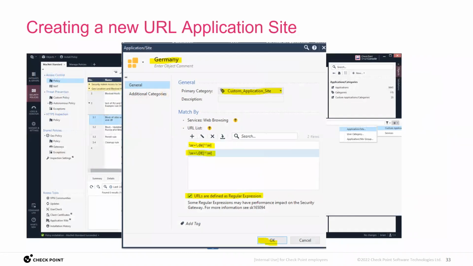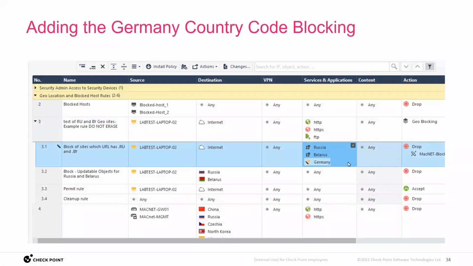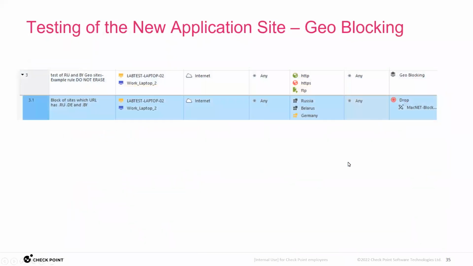So here I'm going to show you how to create that custom application site. You click on the star over on the right-hand side here for the objects, hit custom application site, and here we're going to name it Germany. Again, we can create a custom category, or we can use the custom application site. But here we're going to put in our script. And based on the information I sent to you, we're just going to use the country code here, change it with DE for Germany. We hit OK. That's added now to the policy.